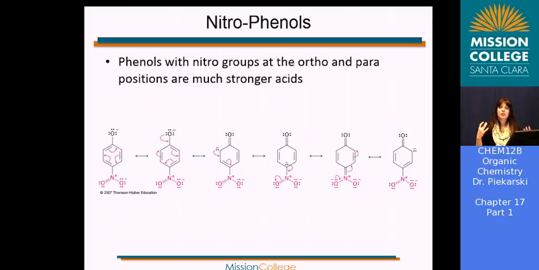I wanted to also point out there are substituent effects that affect the acidity of phenolic compounds. If you have phenols with nitro groups at the ortho and para position, that will make that acid so much stronger. Actually, it makes the pKa around 7.15, which is pretty significant compared to a pKa of 10 for phenol, right? The reason for that is because we can draw more resonance structures. This is the conjugate base, right? And that conjugate base is definitely stabilized by resonance.